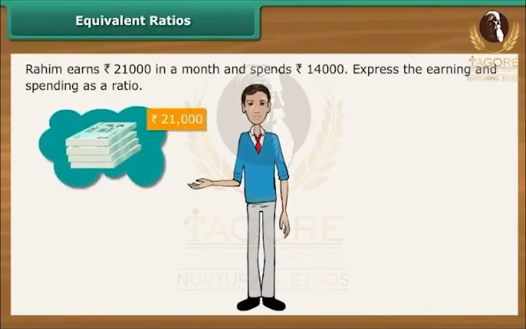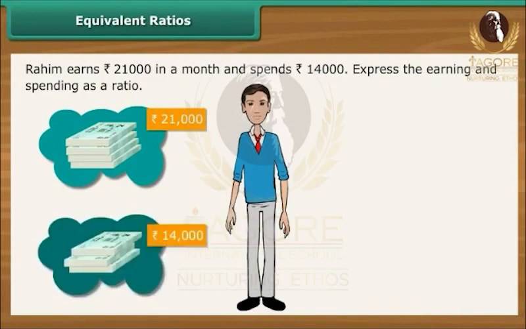Rahim earns rupees 21,000 in a month and spends rupees 14,000. Express the earning and spending as a ratio.